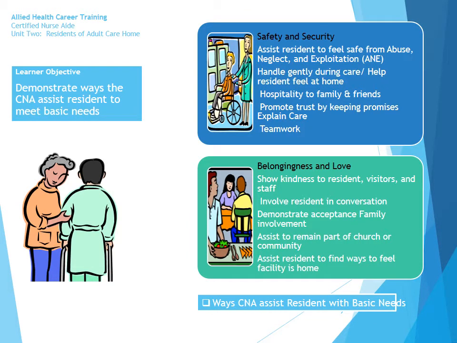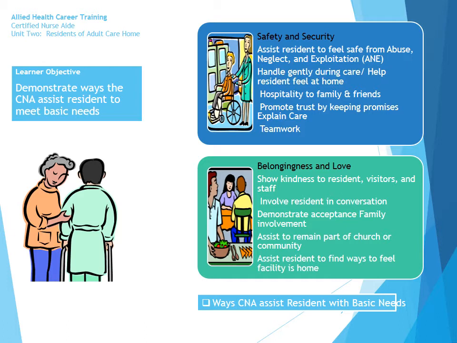Ways to keep a resident safe and secure in your facility include assisting the resident to feel safe from abuse, neglect, and exploitation, handling them gently during care and helping them feel at home, providing hospitality to the resident's family and friends, and to promote trust by keeping promises, explaining your care, and using teamwork. Abuse is defined by the state of Kansas as any act or failure to act performed intentionally or recklessly that causes or is likely to cause harm to a resident.